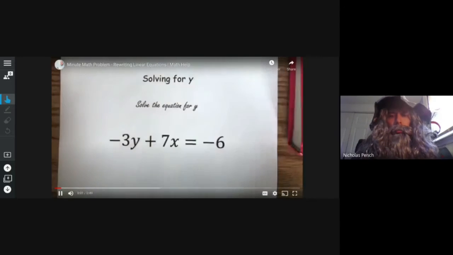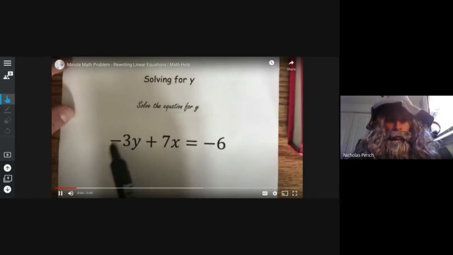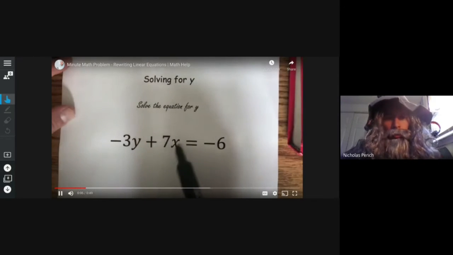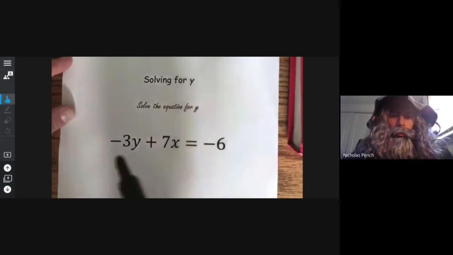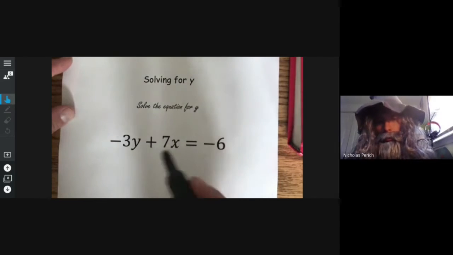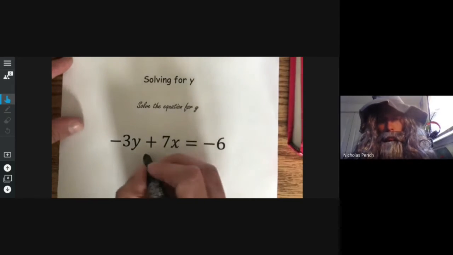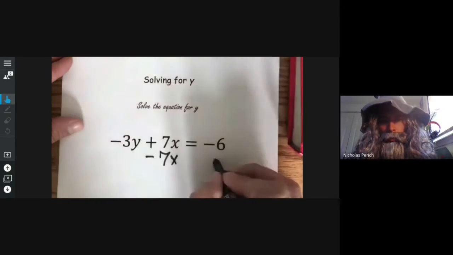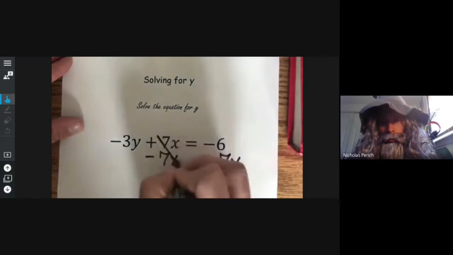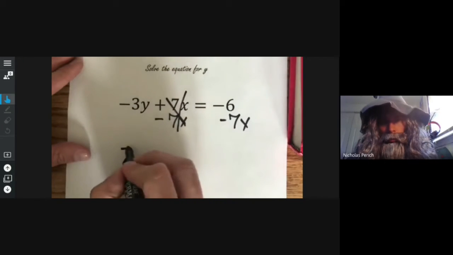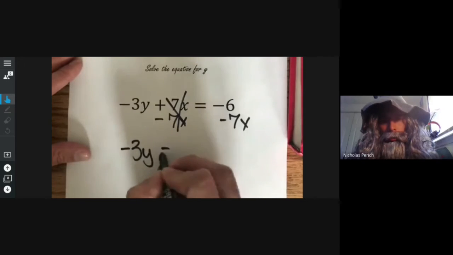Solve for y. In order to get y all by itself, you need to get rid of this negative 3. You need to get rid of that 7x that's floating around. Always get rid of the thing that's floating around first. So since this is a positive 7x, we're going to subtract 7x from both sides, like so. Cross out the 7x. That leaves us with negative 3y equals.